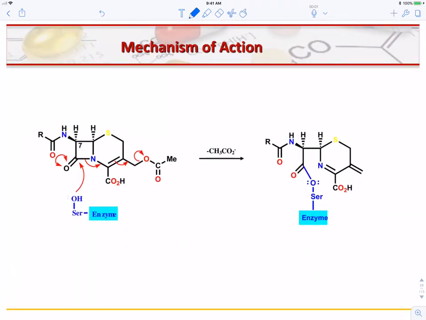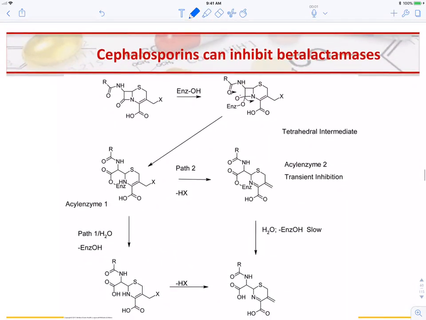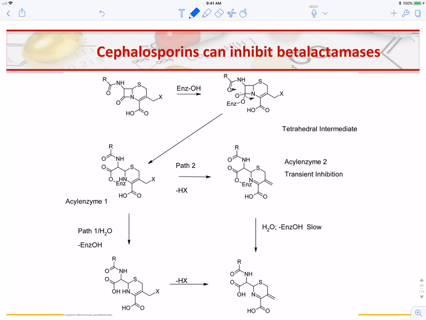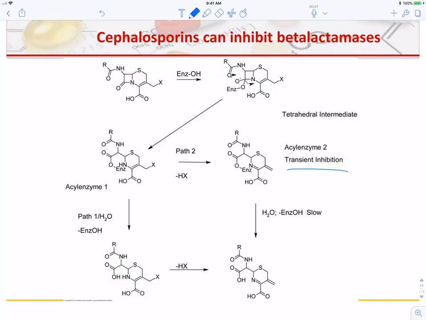The mechanism of action is identical to penicillins, really, so the only variation is that there is a rearrangement of the covalent adduct to release acetic acid. So cephalosporins are important because they can inhibit beta-lactamases, and so we can have this inhibition that is either transient or permanent. And the reason for it is that the hydrolysis of this intermediate compound, which has rearranged, is very slow.